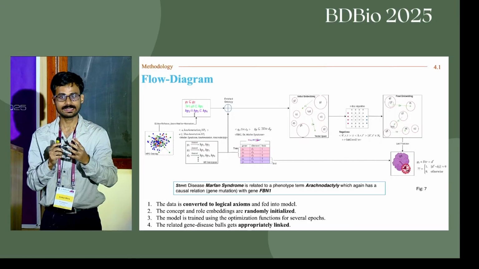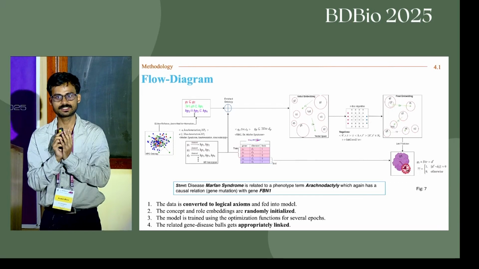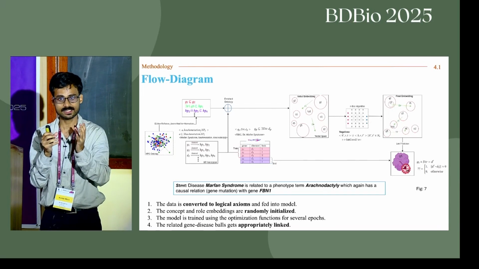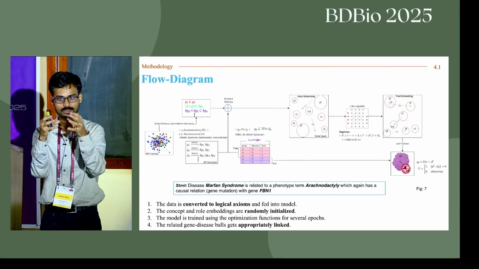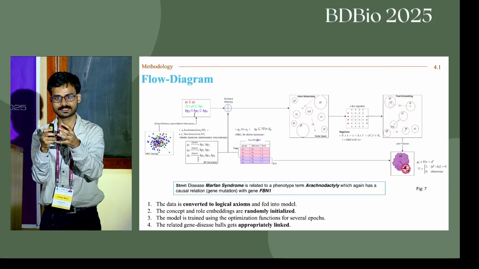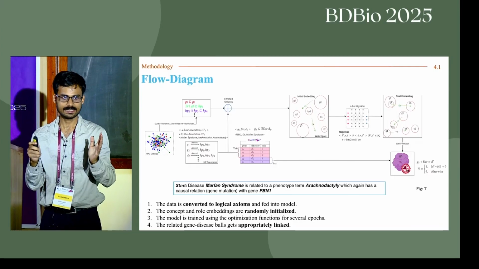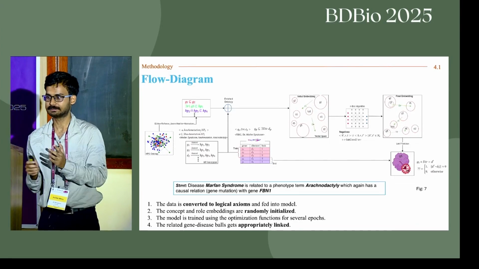If our embedding technique is good and if it is properly trained, then ideally the related concepts should come close to each other. For example, a gene is related to a disease, so they should come close to each other in vector space. So this is the overall working idea of our n-ball algorithm model.